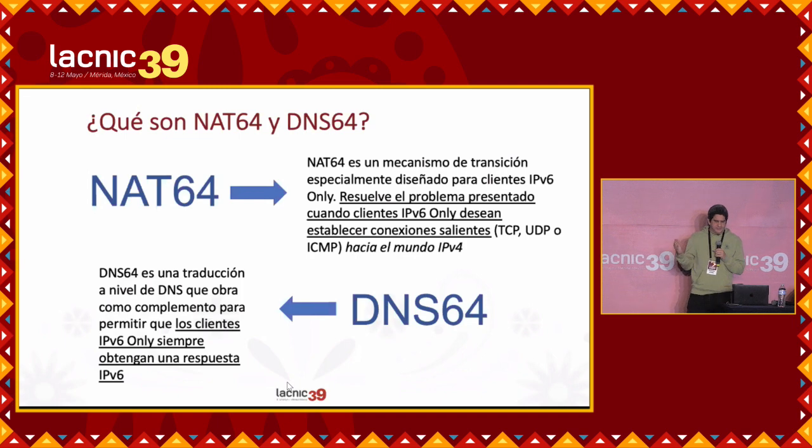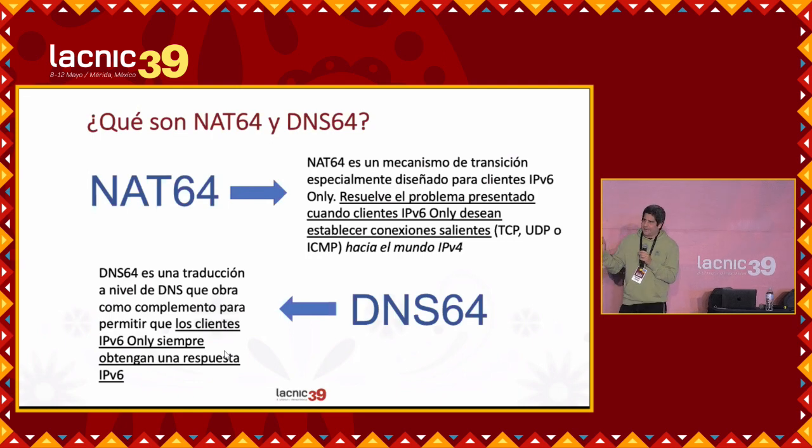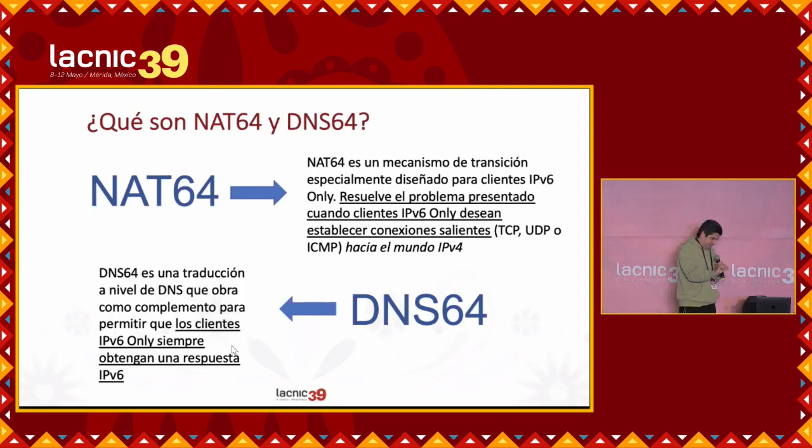It solves the problem when the IPv6-only clients wish to establish outbound connections with TCP, UDP, or ICMP. So I have an IPv6-only network, and I want to reach a destination that is IPv4-only. Later on when Wesley comes to talk, you'll need to understand this. And DNS64 is another transition mechanism that traditionally comes with NAT64. DNS64 accompanies NAT64, and we're going to see why.